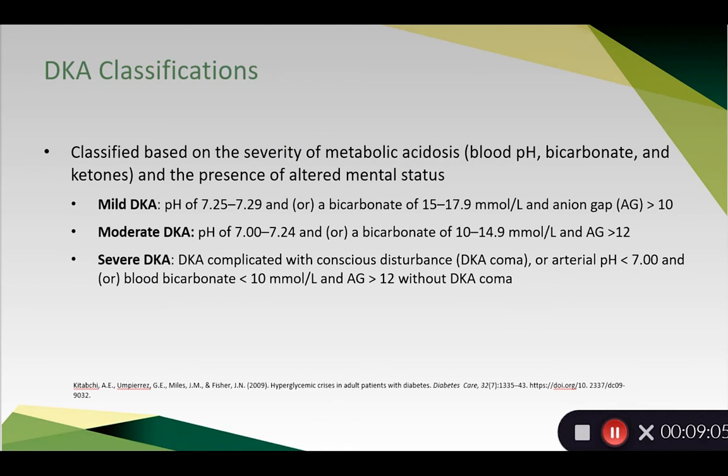All right, so let's talk about DKA classifications first. They're classified based on the severity of the metabolic acidosis. So looking at the blood pH, the bicarbonate, and the ketones, and then the presence of altered mental status. So in mild DKA, the pH is 7.25 to 7.29 and/or a bicarbonate of 15 to 17.9 millimoles per liter and an anion gap, or AG, greater than 10. Now with moderate DKA, you have a pH of 7 to 7.24 and/or a bicarbonate of 10 to 14.9 with an anion gap greater than 12.